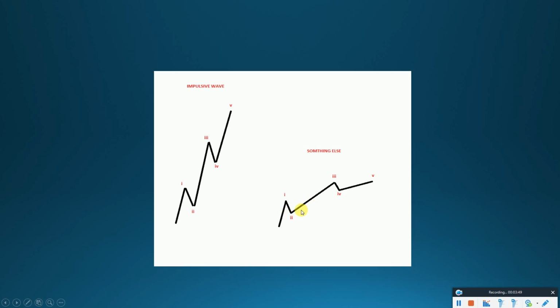Now on the right side, you see another wave that I have marked that also adheres to the rules and guidelines of the Elliott wave principle. Wave 2 does not go beyond wave 1, wave 3 is not the shortest wave, and wave 4 does not overlap the territory of wave 1. But still, you can see the slope lies between 1:30 and 4:30. So we can presume it's not an impulse wave. It is a corrective wave or something else. Anything it can be, but not an impulse wave for sure.